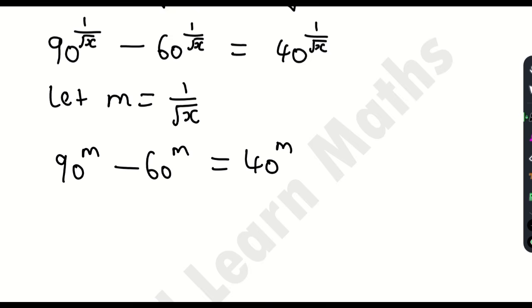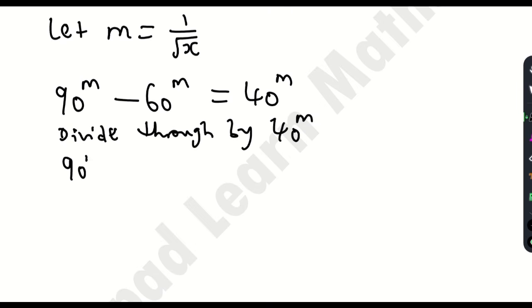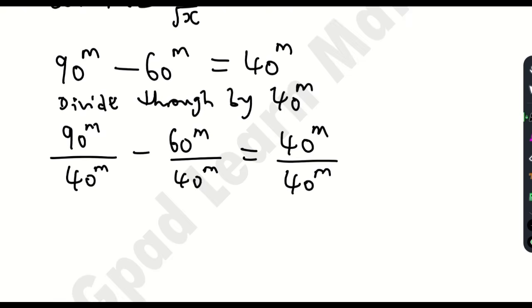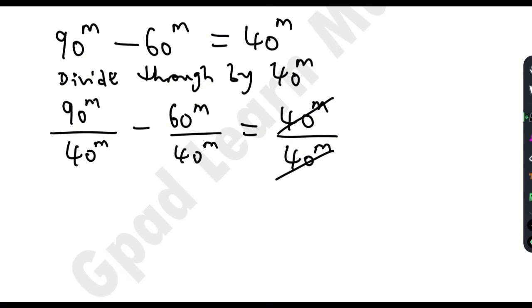So what do? Let me divide through by 40 raised to the power of m. If I do that, I'm going to have 90 raised to the power m over 40 raised to the power m minus 60 raised to the power m over 40 raised to the power m. And this is equal to what? 40 raised to the power m divided by 40 raised to the power m. Is getting interesting. Let me just start here by dividing this. This is already 1. If we come here, what can we do?